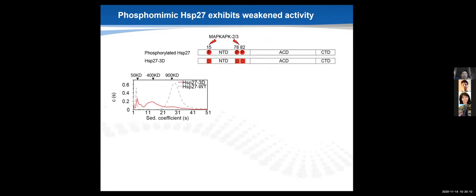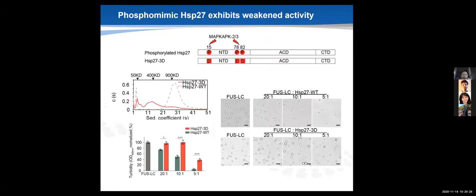So it showed that when it's phosphorylated, normally it's a high molecular weight oligomer, it's disassembled to low molecular weight. Very, very interestingly, the 3D construct severely lost its inhibition effect against FUS RC formation. Like for wild type, it can very efficiently prevent FUS phase transition, but with the 3D mutation, the inhibition effect is totally lost at low molar ratio. So this is a very interesting observation.